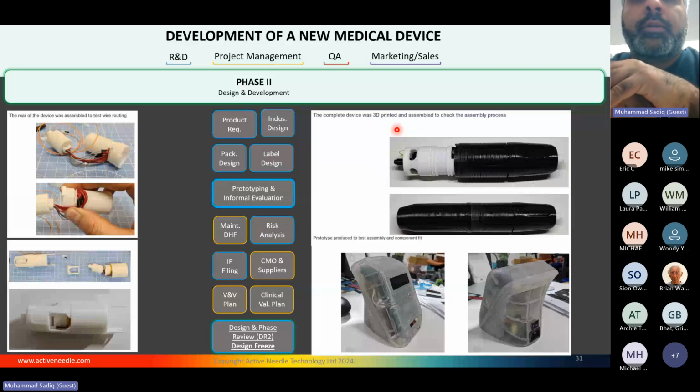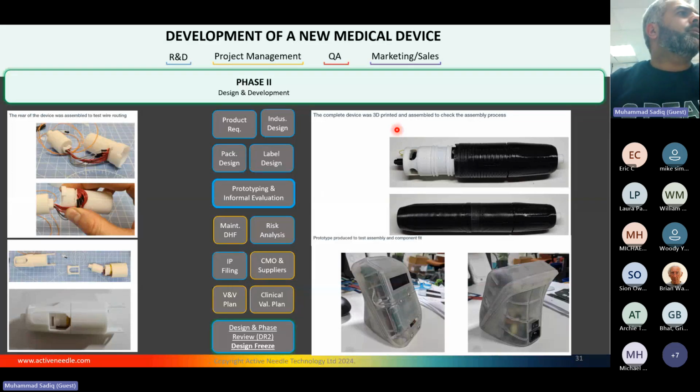Just like phase one, concept design, phase two has ongoing prototyping and informal evaluation going on. There is a bit more prototyping involved, while phase one is just looking at how the device looks. In phase two, you're actually looking at the mechanisms and the wire management, in the case of our tattoo device, for example, and the same goes with our biopsy device as well.